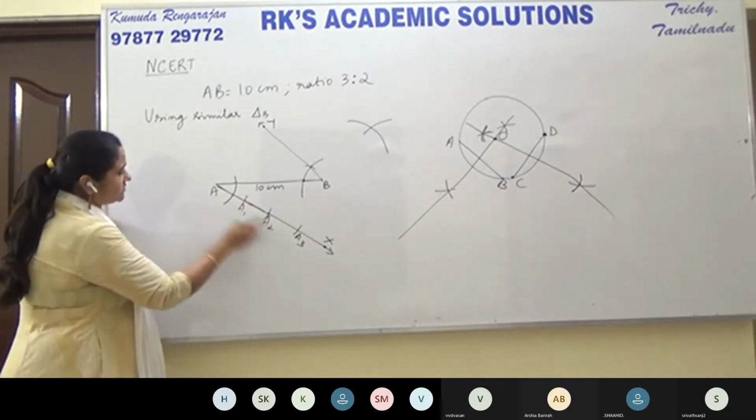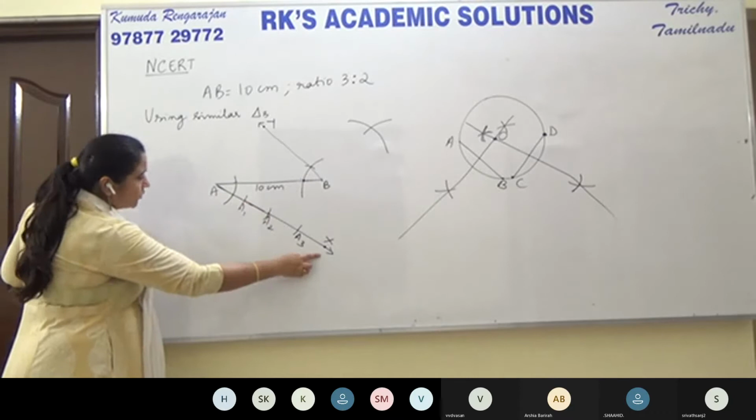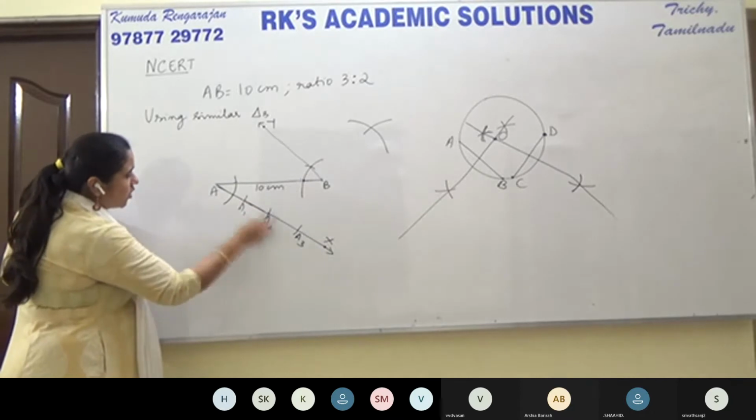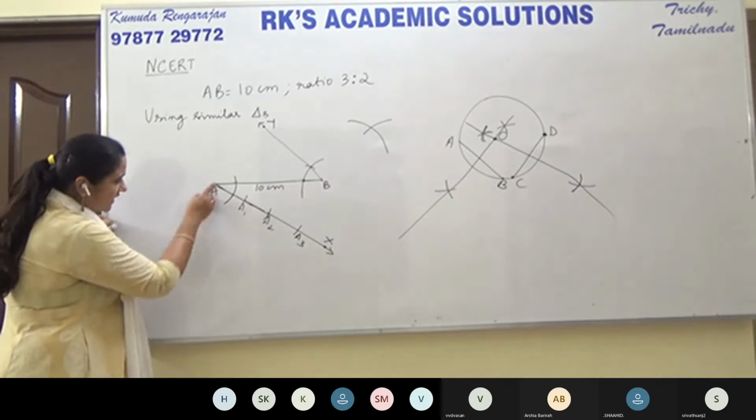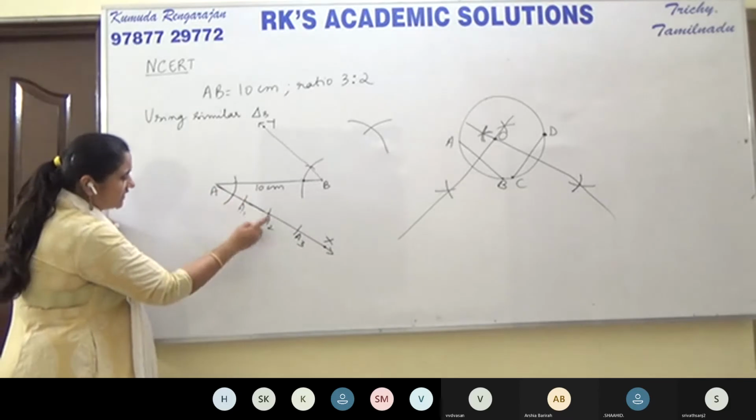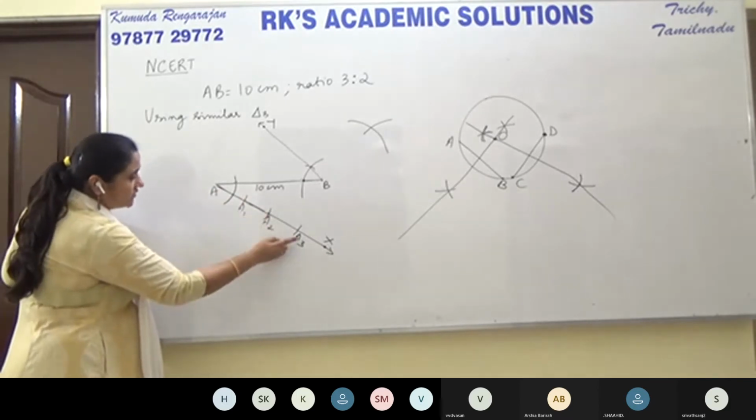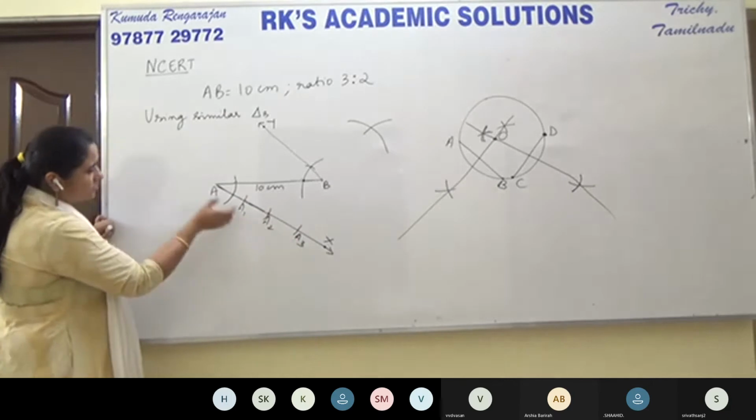So what is this? On the ray AX, we need to locate 3 points such that AA1 is equal to A1A2 is equal to A2A3. So how do we do that?